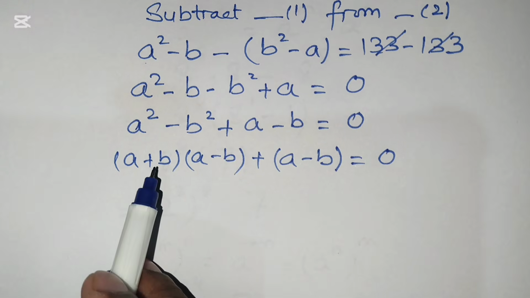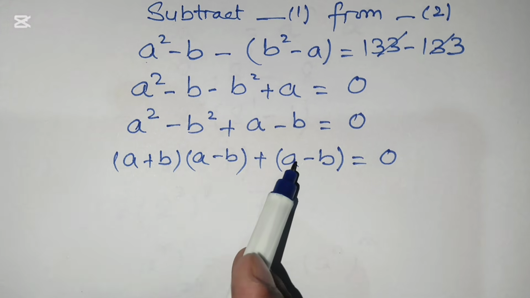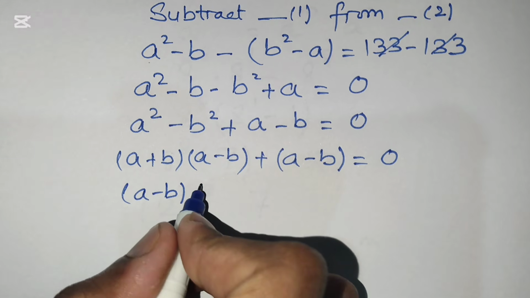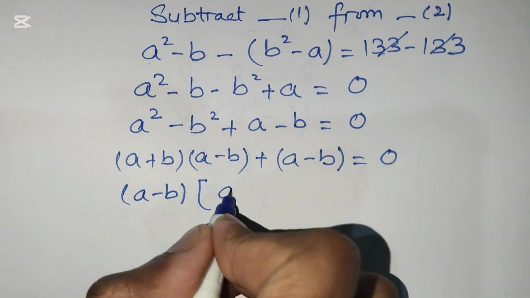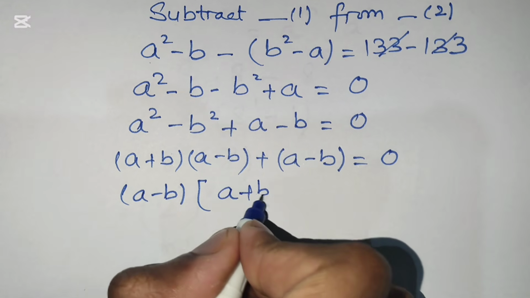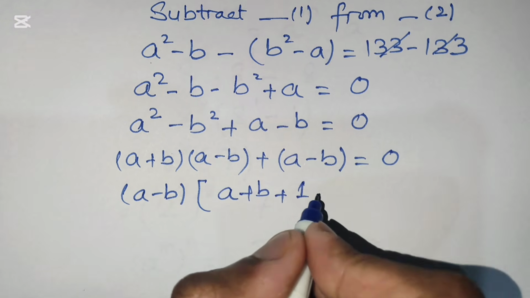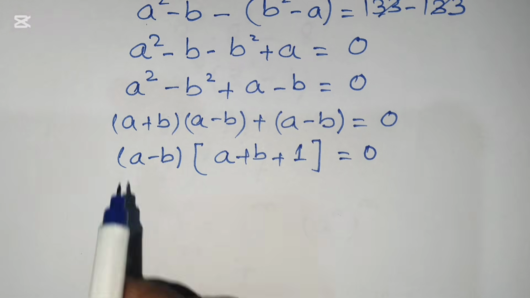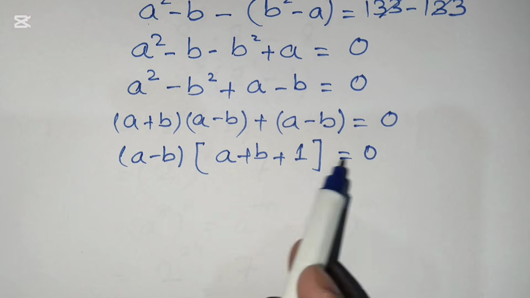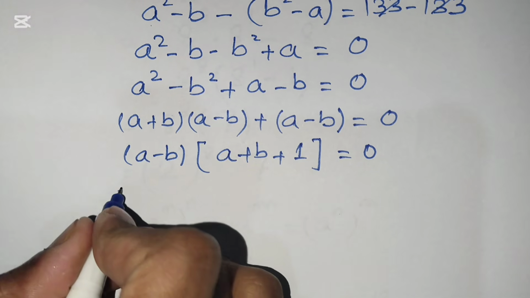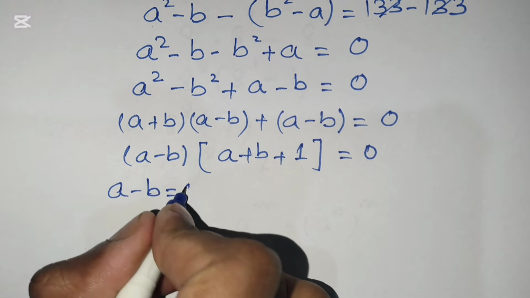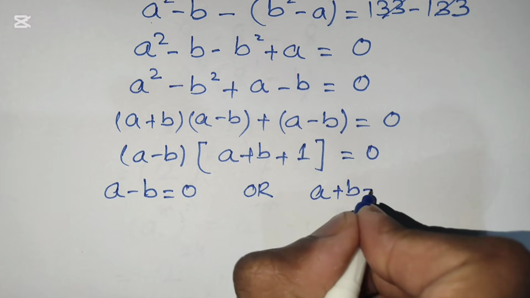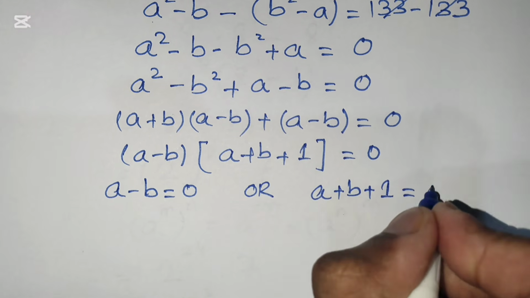Now we can see that a − b is here and a − b is here, so we'll take a − b common, left with (a + b + 1) equal to 0. So either this term will be equal to 0 or this term will be equal to 0. That is, a − b = 0 or a + b + 1 = 0.